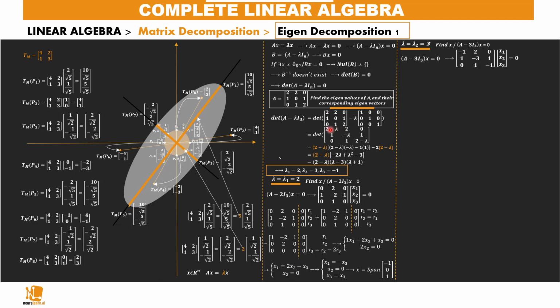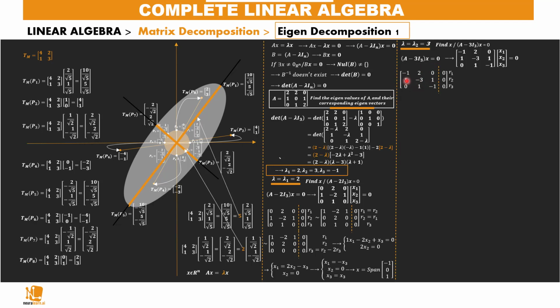So we have 2 minus 3, which is negative 1, negative 3, which is this, 2 minus 3, which is negative 1, and the remaining elements of A remain intact. So we have this times x equals 0. We go through a similar method where we have to send this matrix to its echelon form.